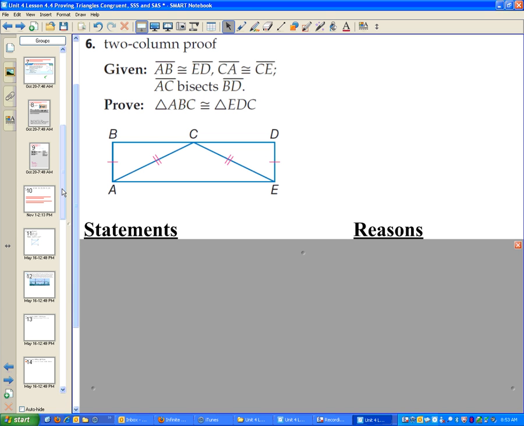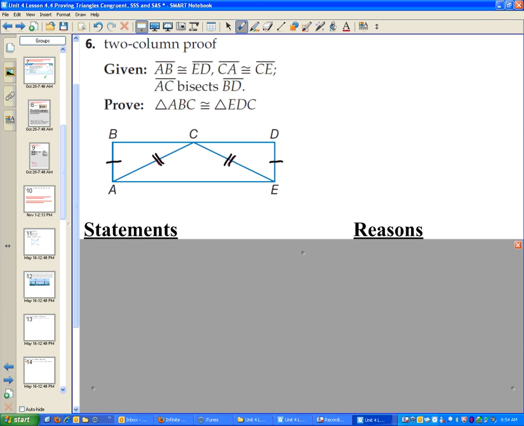All right. I'm going to label this as you guys finish your writing. I know it's labeled, but I'm going to label it myself, because just by labeling it myself, it really does help me realize what I know and what I need to know. So segment AB is congruent to segment ED. Segment CA is congruent to segment CE. And then segment AC bisects segment BD.